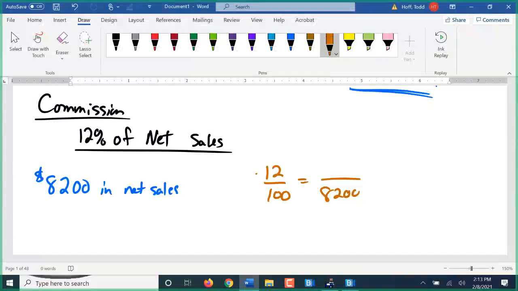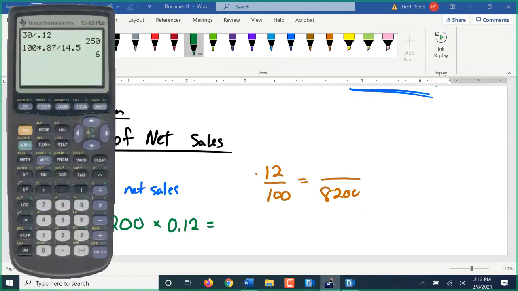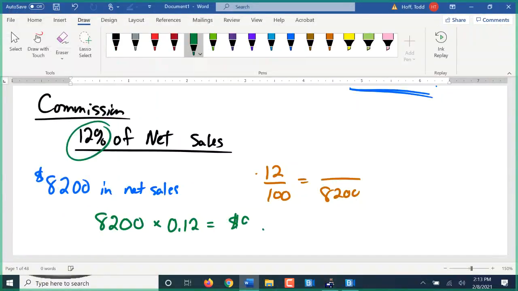The problem is if we're trying to do it quick, we have to set up that proportion. Proportion is tough to do in your head. It's one that you almost have to write it out on paper and calculate it. But if I want to use the rate method, the 8,200, the net sales, is the base amount. And I can just multiply by my rate. 12% as a rate is what? 0.12 is just the decimal form of the percent. So it's 8,200 times 0.12 gives us $984. So the commission for that week would be $984.